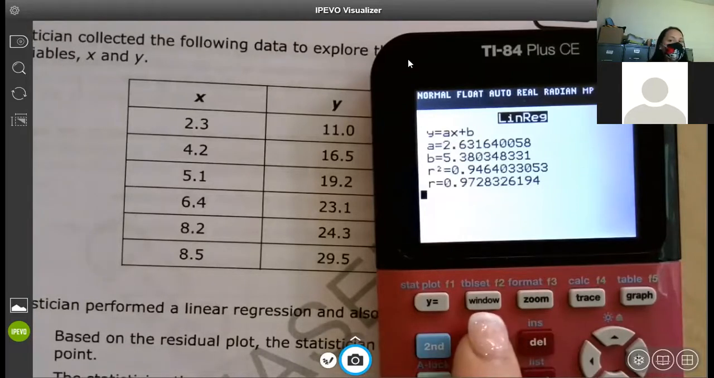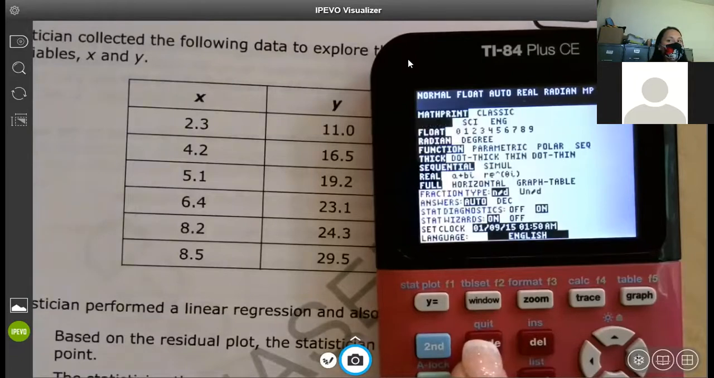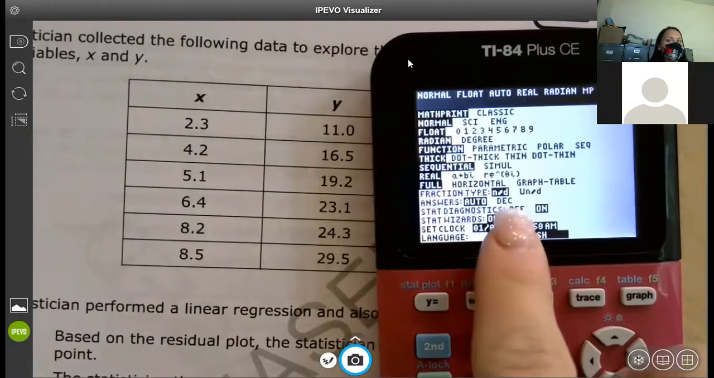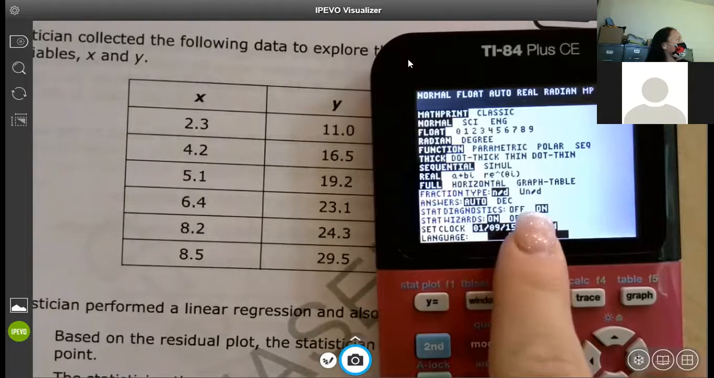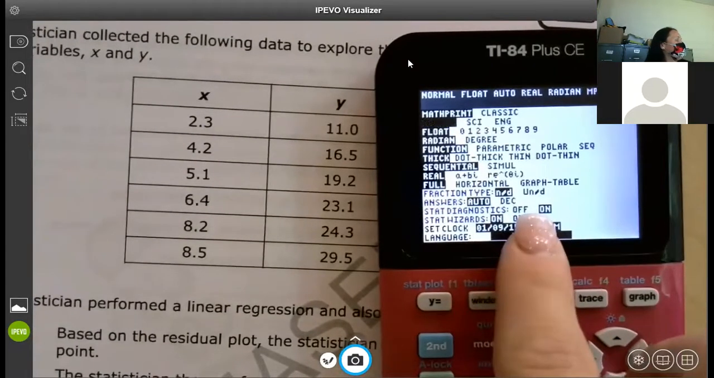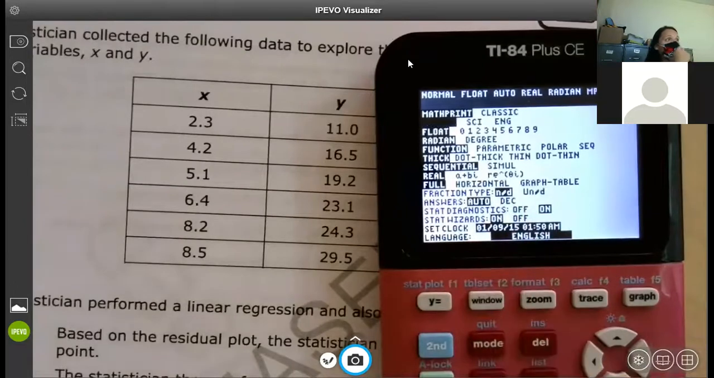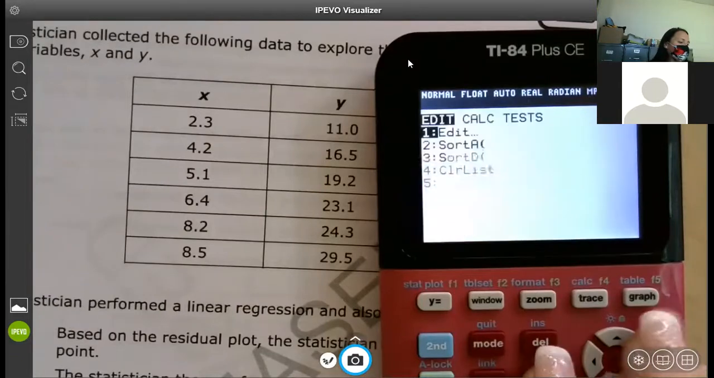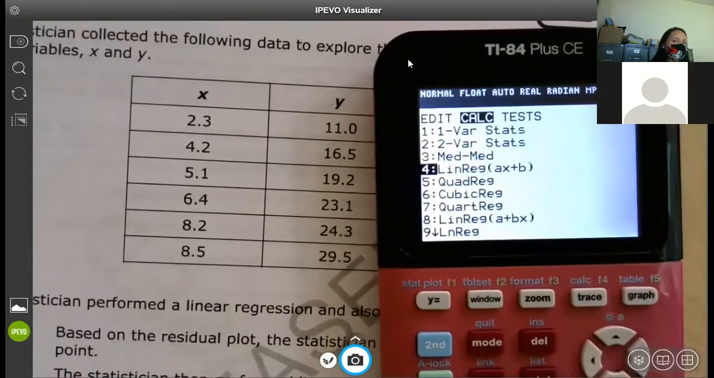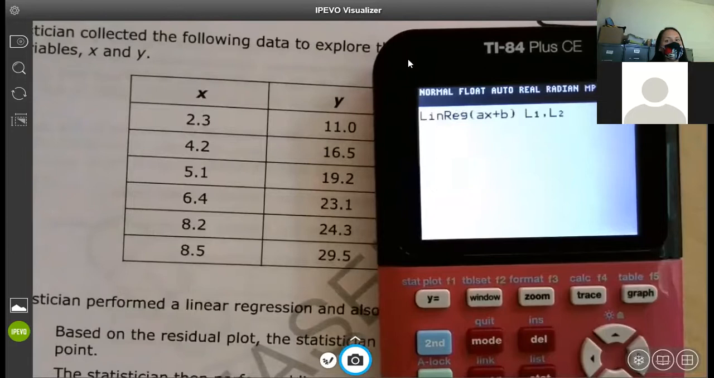When we go to mode right here, you want to make sure that your stat diagnostics is on. Okay, so you might want to write that down. Stat diagnostics has to be on, otherwise you're not going to see the R. And that'll come in handy eventually. So I'm going to go back, stat, calc, linear regression, so that you guys can see the R.